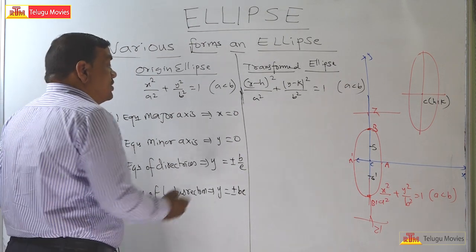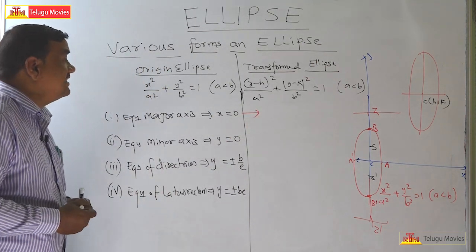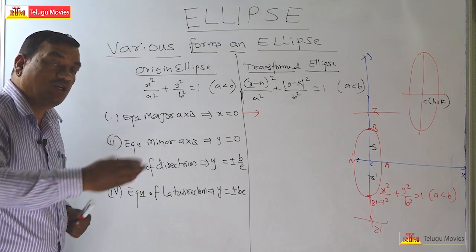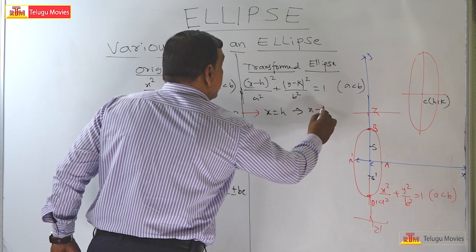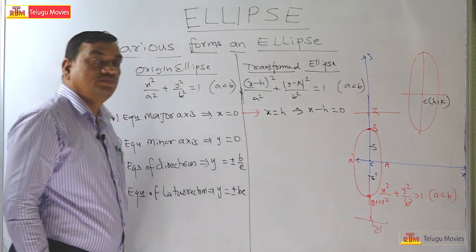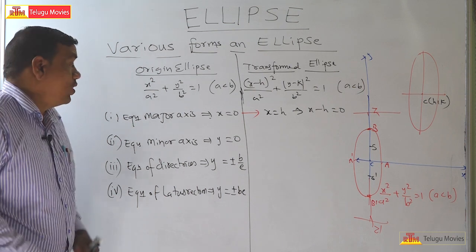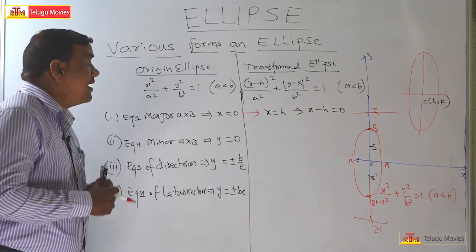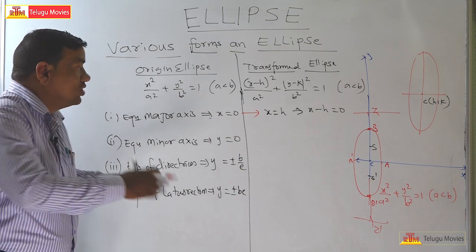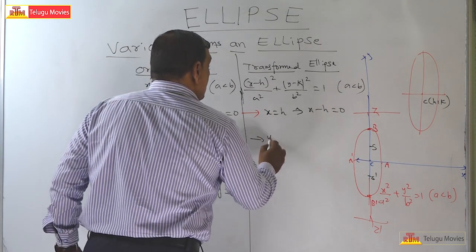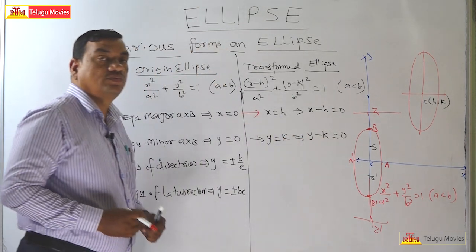The equation of the major axis is x is equal to 0. Here x is equal to h, that implies x minus h is equal to 0. That is the equation of the major axis. Now the equation of the minor axis. What is the equation of the minor axis? y is equal to 0. That's why y is equal to k. This implies y minus k is equal to 0.